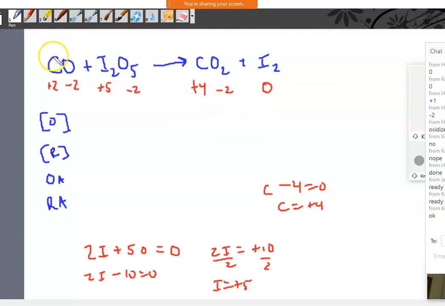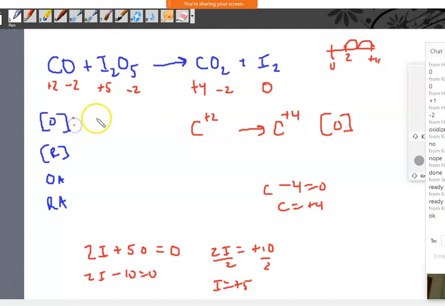Now I look to see which atoms are changing from side to side. Notice that carbon starts as a +2, and it goes to a +4. So I'm becoming more positive. If I look on the scale I gave you, here's 0, then +2, and then +4. I'm going towards the right, becoming more positive. That means I'm losing electrons, therefore this is being oxidized. So my answer for the oxidation is either C+2, or you can write it as CO.